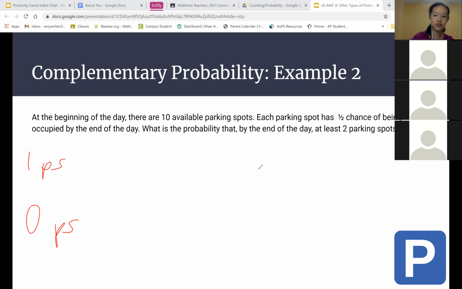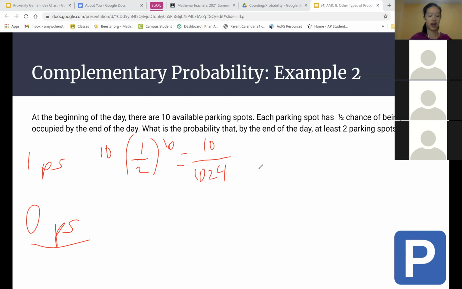There are 10 ways for 1 parking spot to be open, because you could have the open spot be the first spot or the second spot or the third spot, etc., all the way to the 10th spot. So there are 10 ways for just 1 parking spot to be open. And in each of those cases, each parking spot has a 1/2 chance of being open and a 1/2 chance of being occupied. So the total probability would be 1/2 raised to the 10th power. So this would be 10 over 1,024. That's for 1 parking spot open.